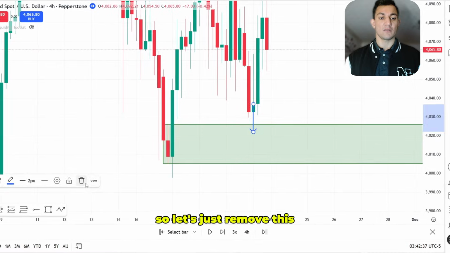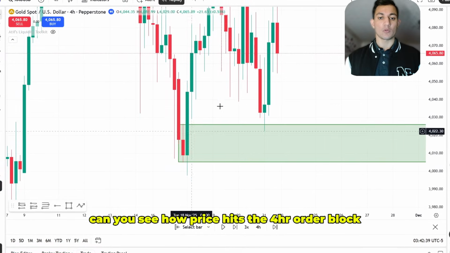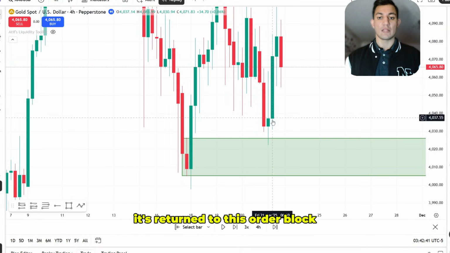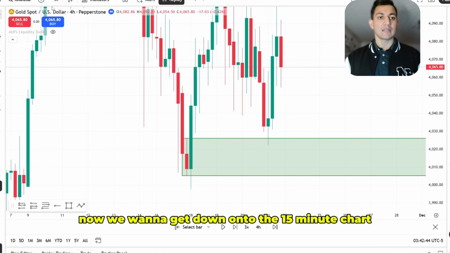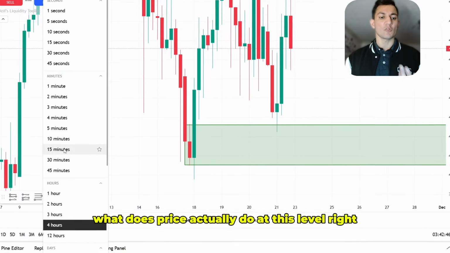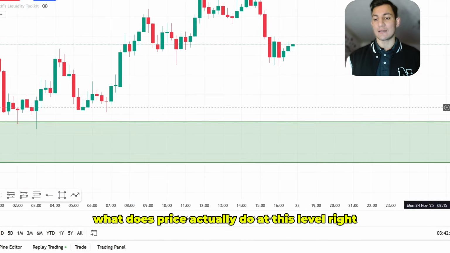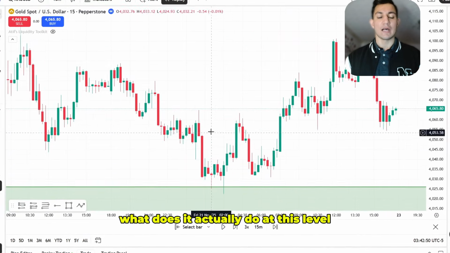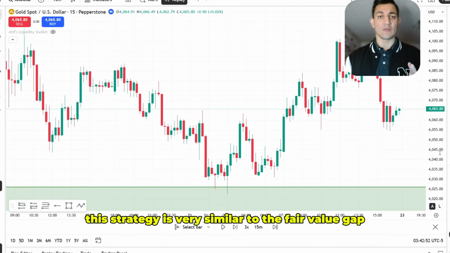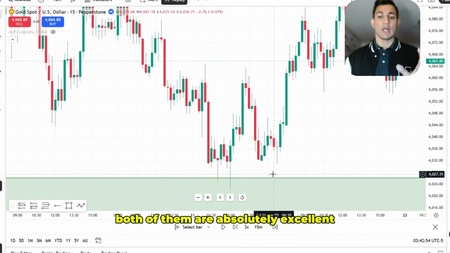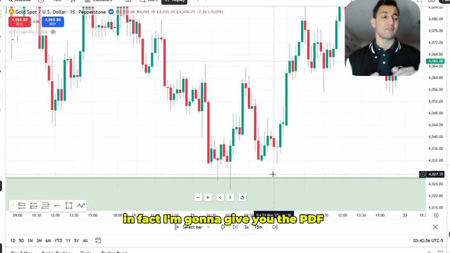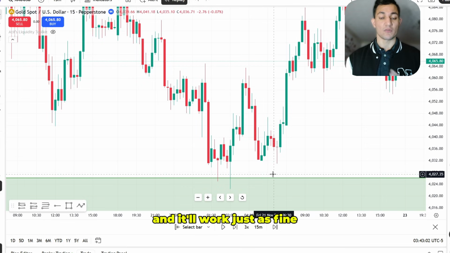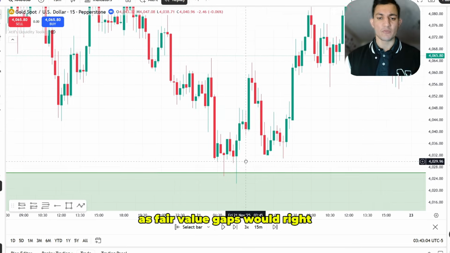So let's just remove this. Can you see how price hits the 4-hour order block? Price shot off, it's returned to this order block. Now we want to get down onto the 15-minute chart and see what price actually does at this level. You'll notice this strategy is very similar to the fair value gap one I teach. Both of them are absolutely excellent. In fact, I'm going to give you the PDF in the pinned comment down below, and you can just replace fair value gaps with order blocks and it will work just as fine as fair value gaps would.